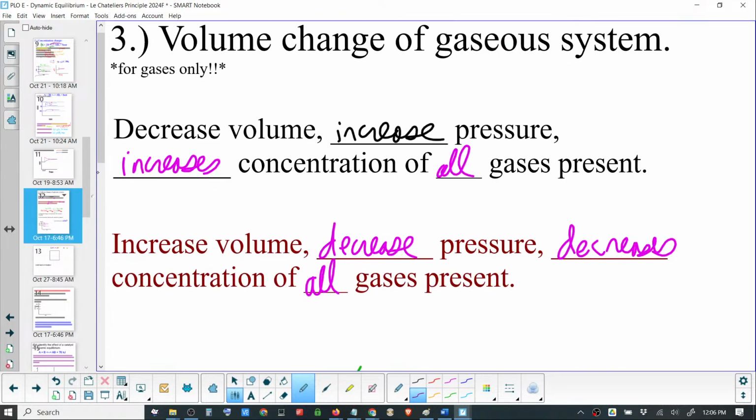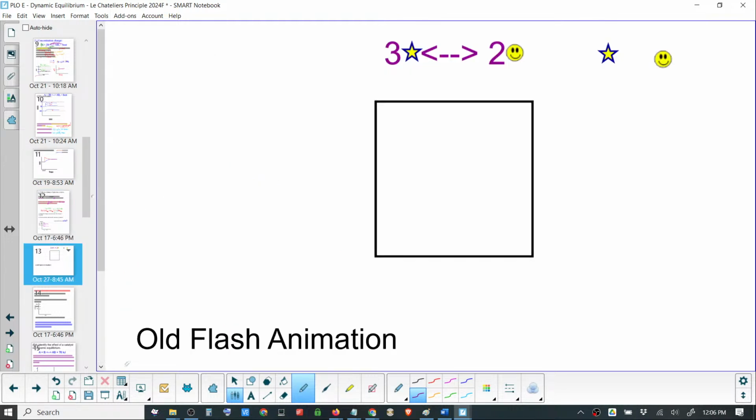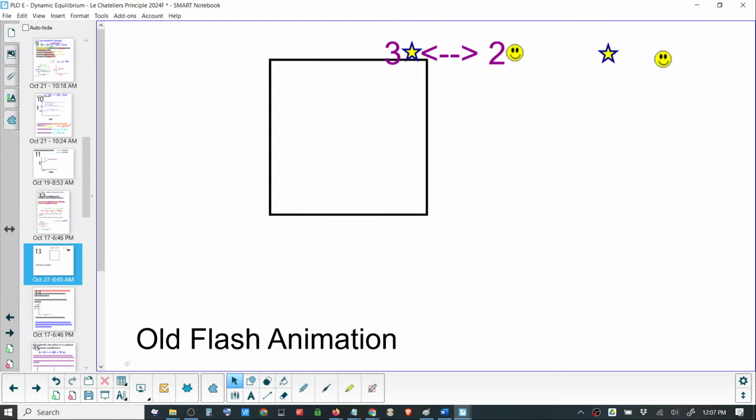Oops, sorry. Anybody still writing that down? This is where I try to actually just show it graphically.